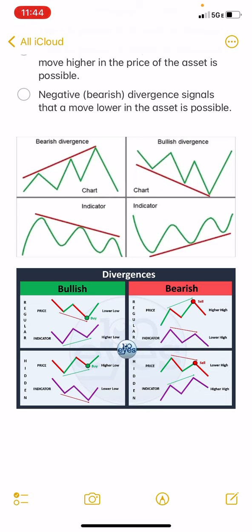If you're short, it's just extra confirmation if the price is making a lower high and the indicator, like RSI, is making a higher high, okay? Again, I don't really use that one that much. I use those top two the most.